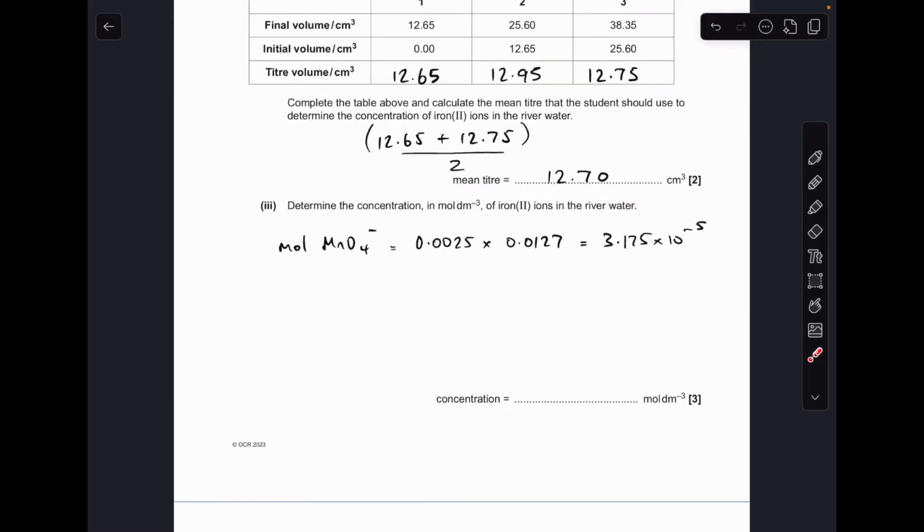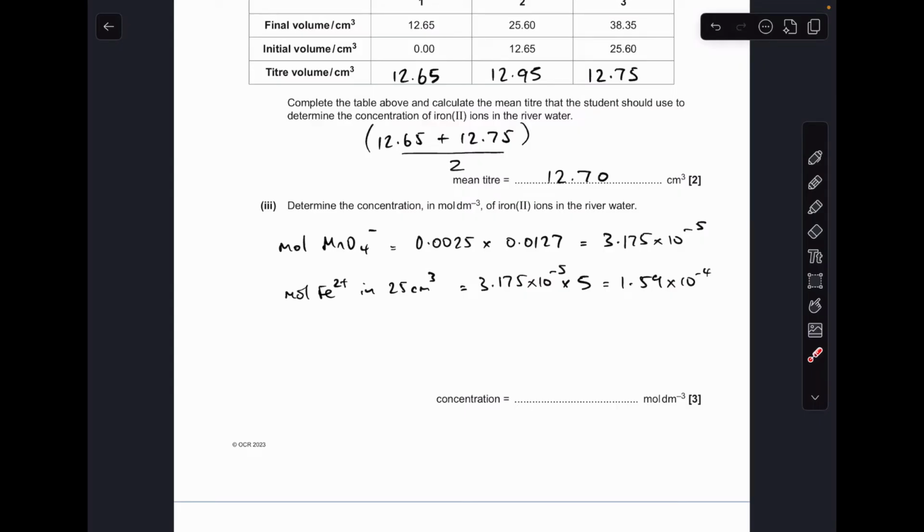Now the calculation, really easy one, this one, I hope you don't mind me saying that. So the first thing we've got to do is work out the moles of MnO4- ions that we're using in the titration. So that's concentration times volume, that's the mean titre in dm³. So there's that many moles of MnO4-. Next thing we do is apply the mole ratio to get the moles of Fe2+ that were in the 25 cm³ of river water.